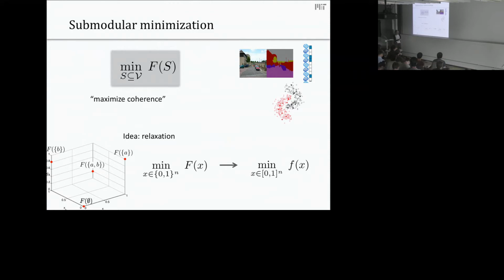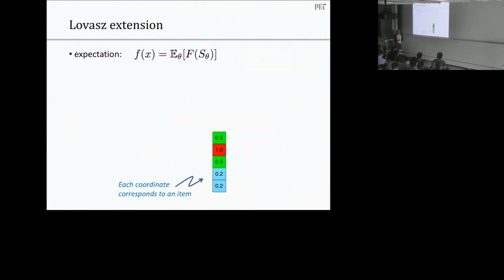How could we do this? We have this f. We want to find some interpolation. How could we find a function that we can evaluate on fractional vectors? And here's one way you can do this. Essentially use expectations. Let me just illustrate this as an example. So here's my vector. It has some fractional entries. And again, each coordinate corresponds to an item. Think of the indicator vectors.